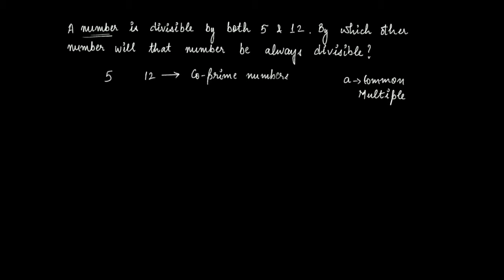So here the first common multiple will be what? 5 times 12, so this will be 60. The first common multiple is 60. What about the next common multiple? The next common multiple will be 60 times 2, and that will be 120. What will be the next common multiple? That will be 60 times 3, that is 180.